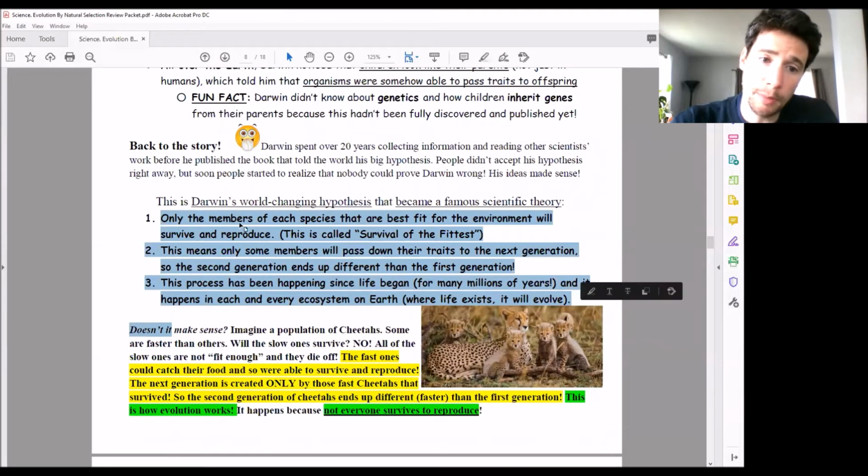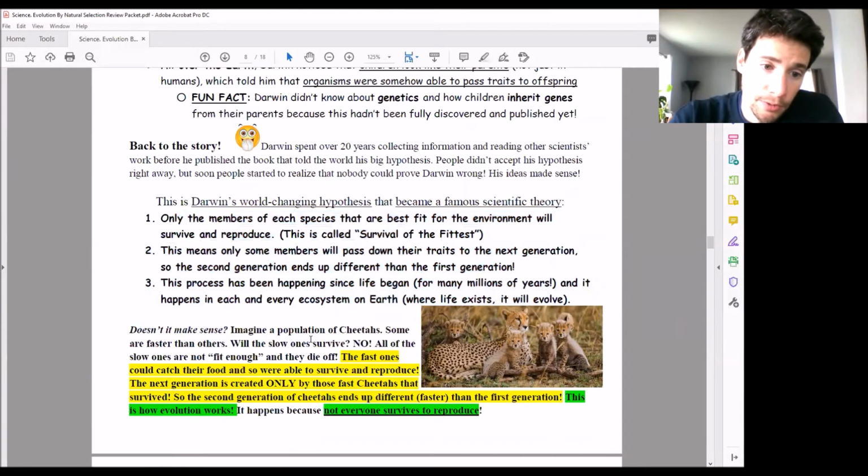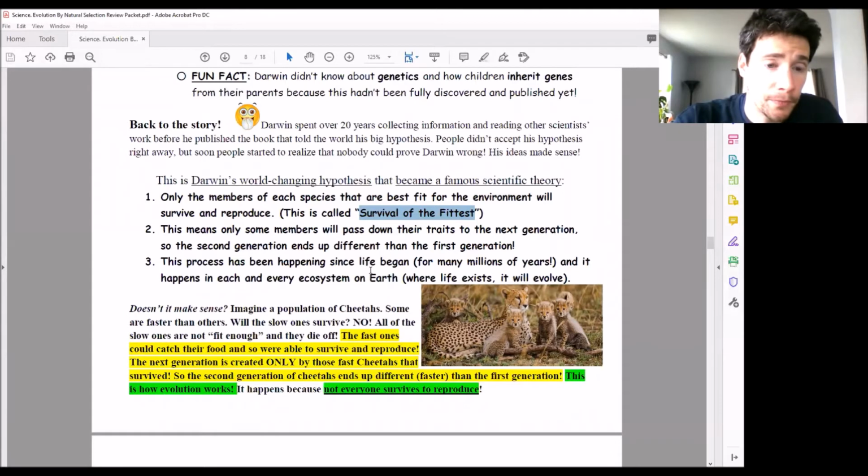That only the members of each species best fit for the environment will survive. So only those that are best fit for the environment are going to live long enough to pass down their genes. So for cheetahs, imagine a population of cheetahs. Some are faster than others. Those that are faster are more fit. This is called survival of the fittest. Only those that are best for the environment are going to survive and pass down their genes.